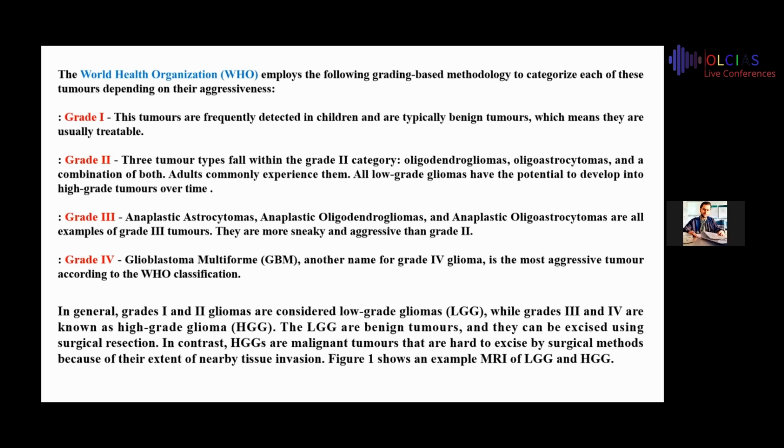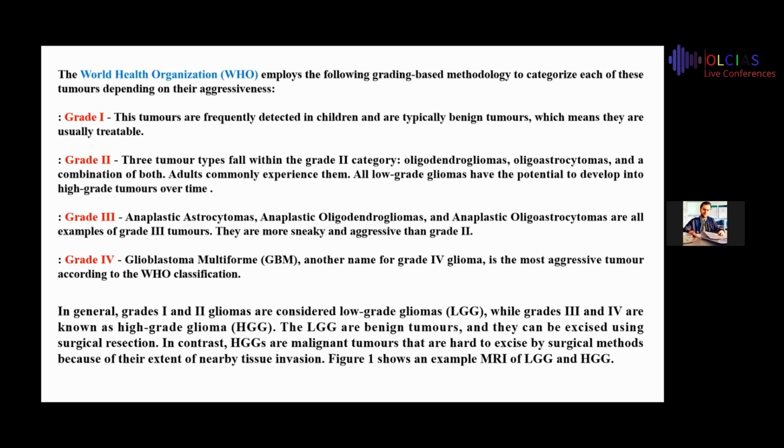Grade 1: these tumors are frequently detected in children and are typically benign tumors, which means they are usually treatable. Grade 2: 3 tumor types fall within the grade 2 category: oligodendrogliomas, oligoastrocytomas, and a combination of both. Adults commonly experience them. All low-grade gliomas have the potential to develop into high-grade tumors over time.